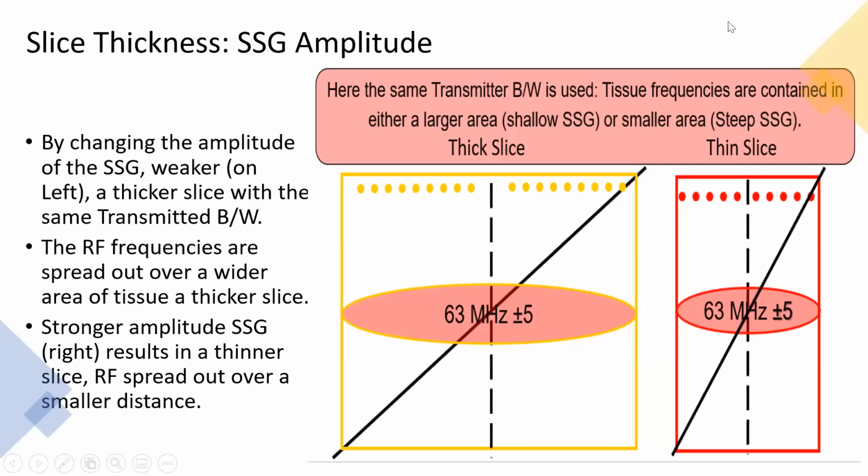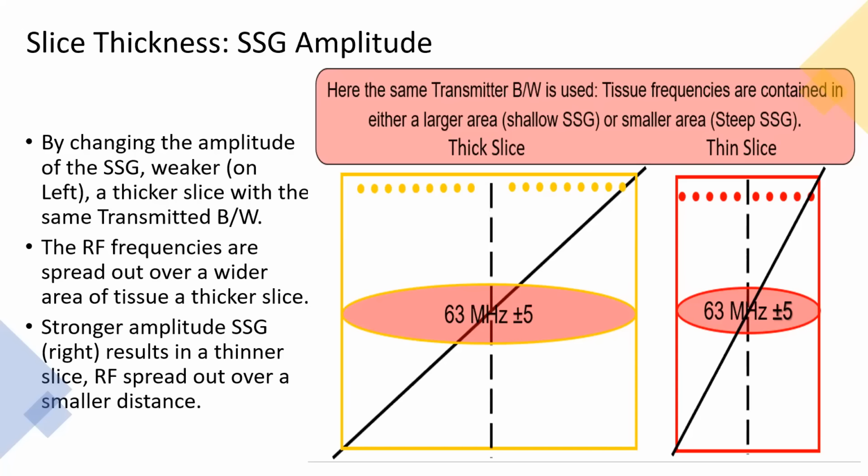Okay, so here is a transmitted bandwidth of 63 megahertz plus or minus 5. That's a transmitted bandwidth. So you're going to excite a different area of tissue with a steep or shallow gradient. So in yellow, we have a shallow slice select gradient. That range of frequencies along the slice select gradient is in a bigger area. They're not so crammed in.